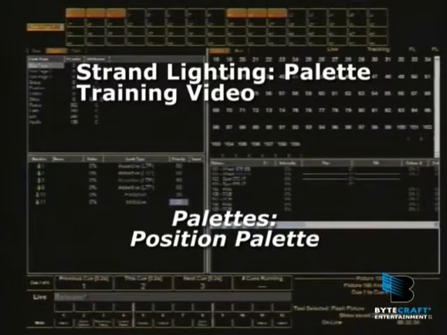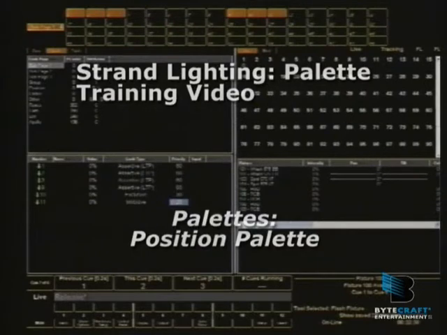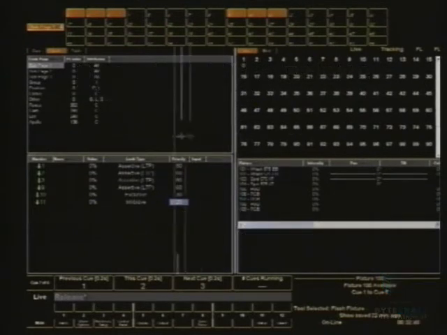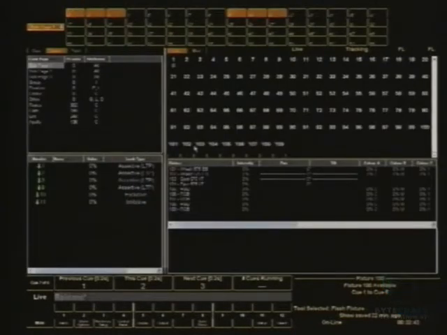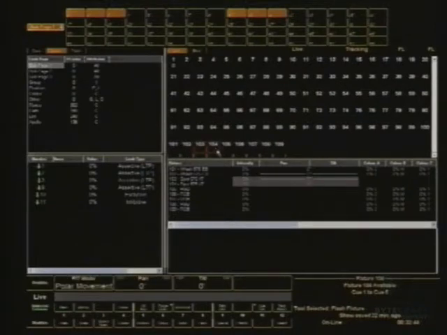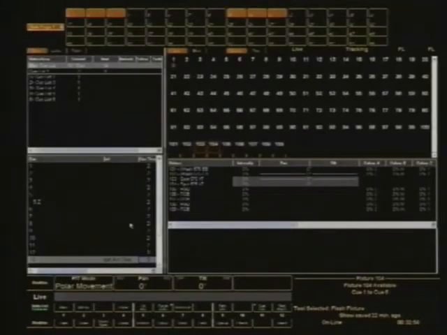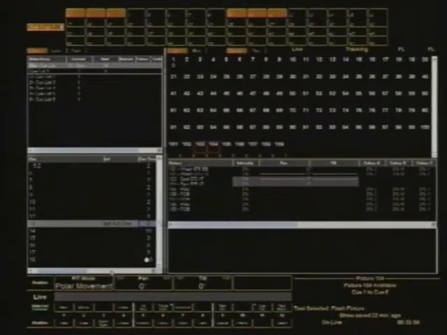We've got our moving lights here. Now you might recall when I was talking about moving lights and cues, we had our moving lights, and what we did with them was these two lights here, we had them go to one side of the stage and then the other. So what I'm going to do is load the information from those cues back into the programmer so that I can record them into a palette.